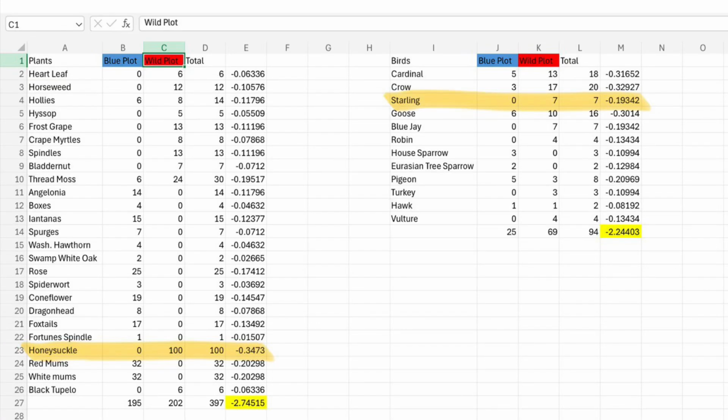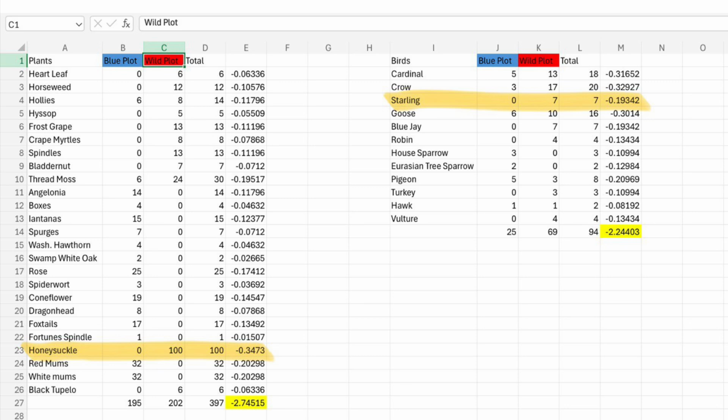Our edge effect interpretation. From the data we collected, it shows varying species counts between the blue plot and the wild plot. The edge effects are evident in how species distributions differ in plots closer to anthropogenic disturbances like the blue plot versus more natural areas like our wild plot.